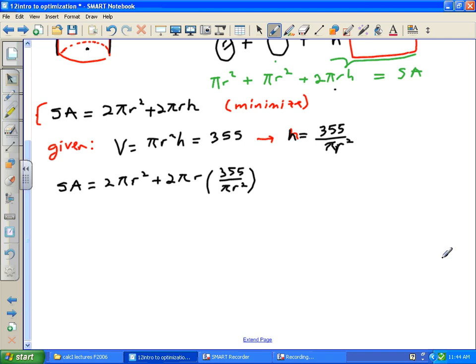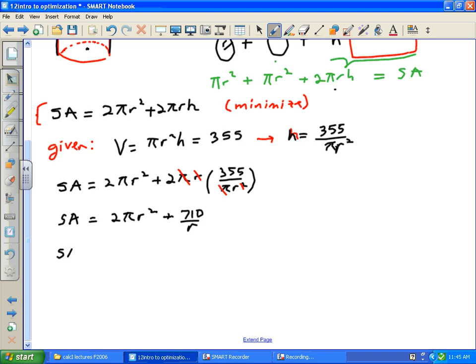And let's get rid of the pi's. One of the r's can also be canceled, taking away this power here, and rewriting our surface area, we get 2 pi r squared. 2 times 355 is 710, so we get plus 710 over r. Remember, this is the function we're trying to minimize, and we already got it in one variable, so now we need to differentiate it and set it equal to 0.